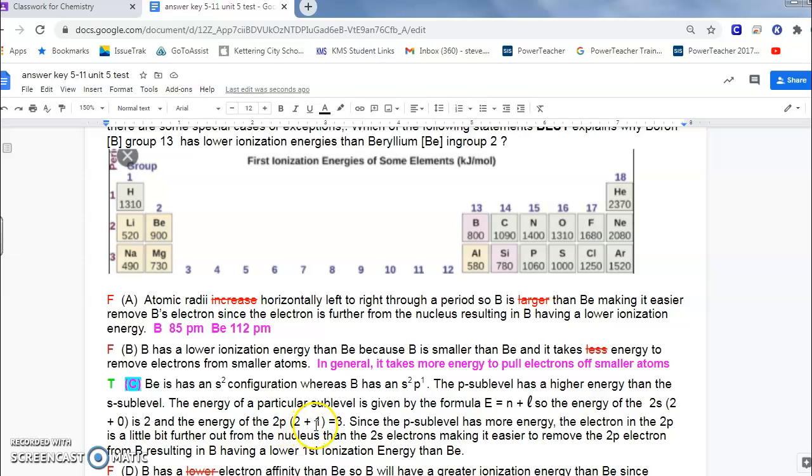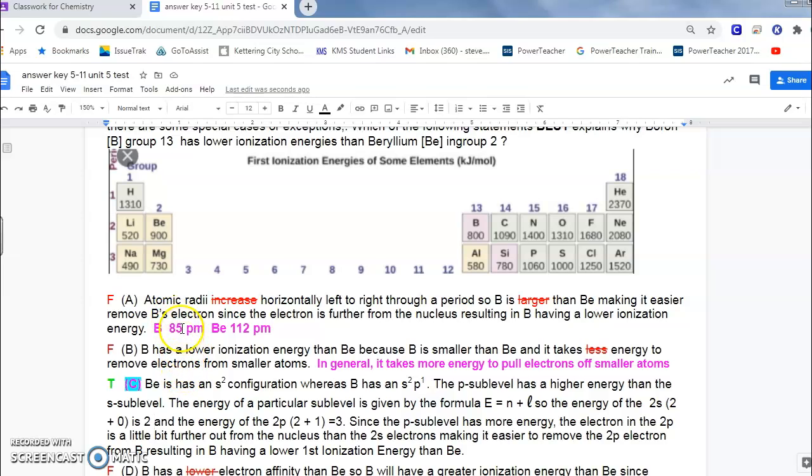How much energy does the 2p electron have? It has an energy of 3. Why? When you're in the p, your second number is a 1. Your first number is 2. 2 plus 1 is 3. When you're in the 2s, the total energy is 2, because when you're in the s sublevel, your second number is a 0. 2 plus 0 is 2. Back to that off-bio order of filling stuff. So that explains why the 2p1 electron is easier to remove than one from the 2s in beryllium's case.